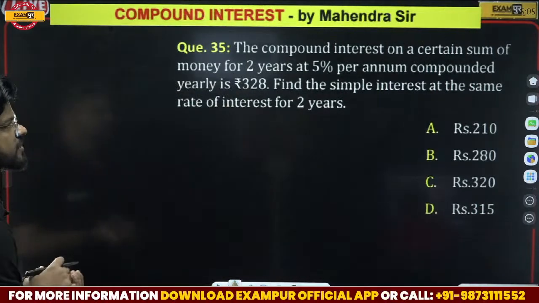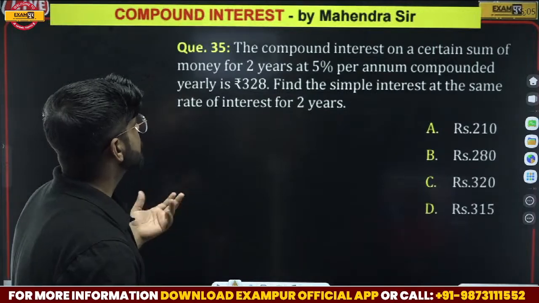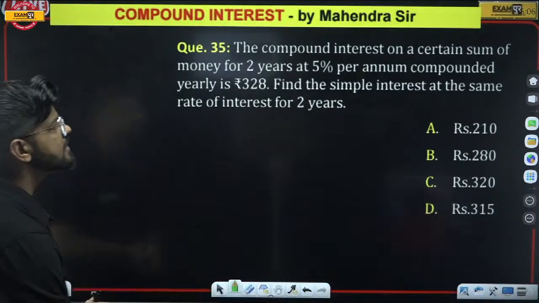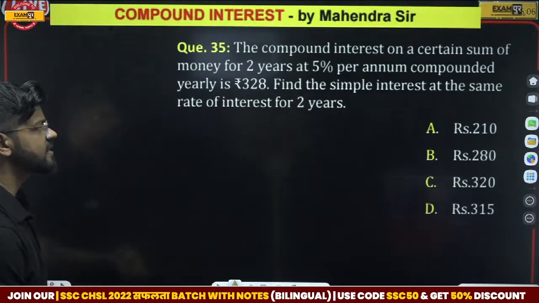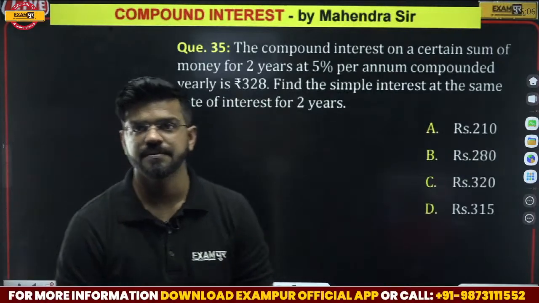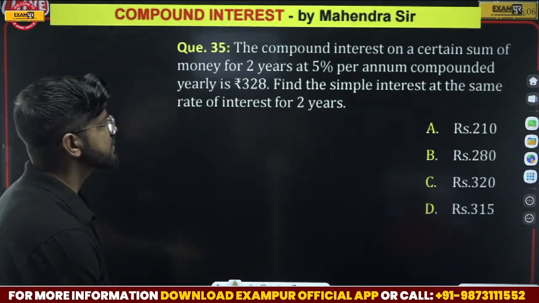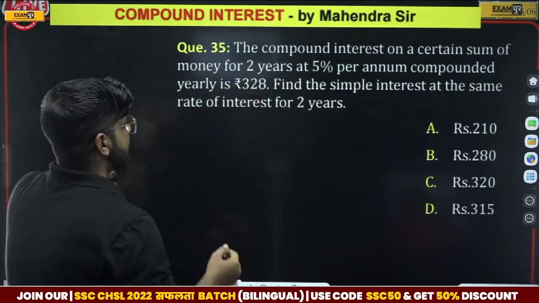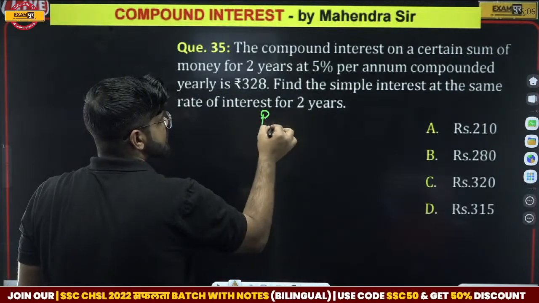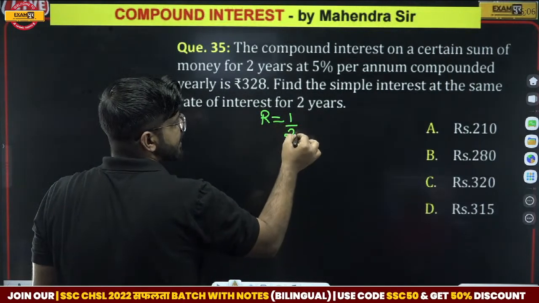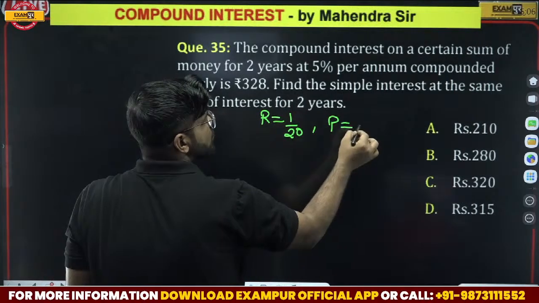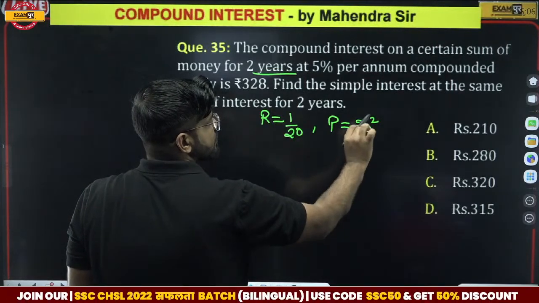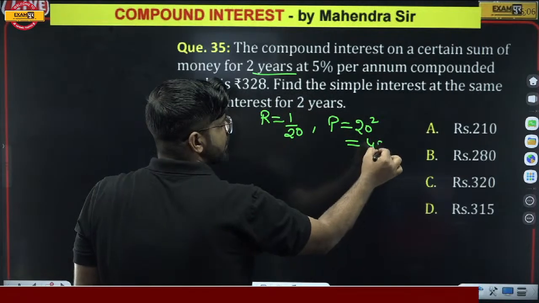Okay, tell me the answer of this question. The compound interest on a certain sum of money for 2 years at 5% per annum compounded yearly is 328. Find the simple interest at the same rate of interest for 2 years. If R is equal to 5%, that means 1 by 20. Then my P for 2 years is 20 square, that means 400.